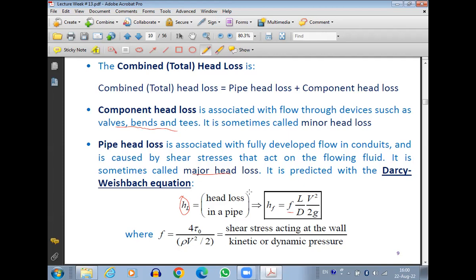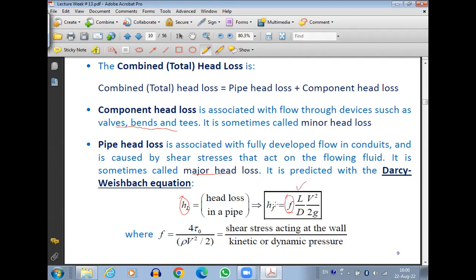The losses will be there eventually, whatever the pipe. But the losses are higher if the friction factor is high, and lower if the friction factor is less. That depends upon how smooth the pipe is, or what the roughness of the pipe is. So that's basically f, which is the friction factor.